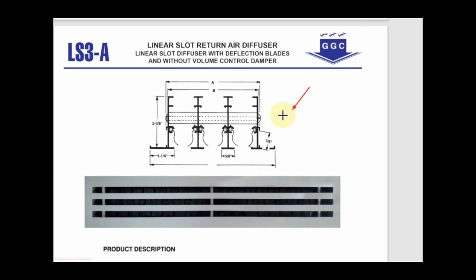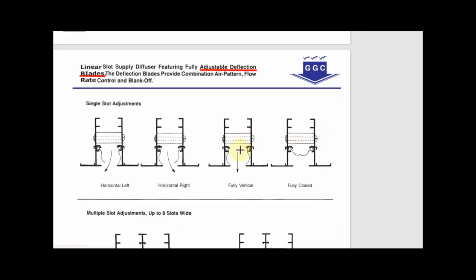With the help of these deflection blades, we adjust the flow for the linear slot diffuser as per requirement, if we need horizontal or vertical, or one way or two way. We have two adjustable deflection blades in each slot of the linear slot diffuser, which help us generate different flow patterns. You can see it is horizontal left pattern, horizontal right throw pattern, fully vertical, and fully closed.